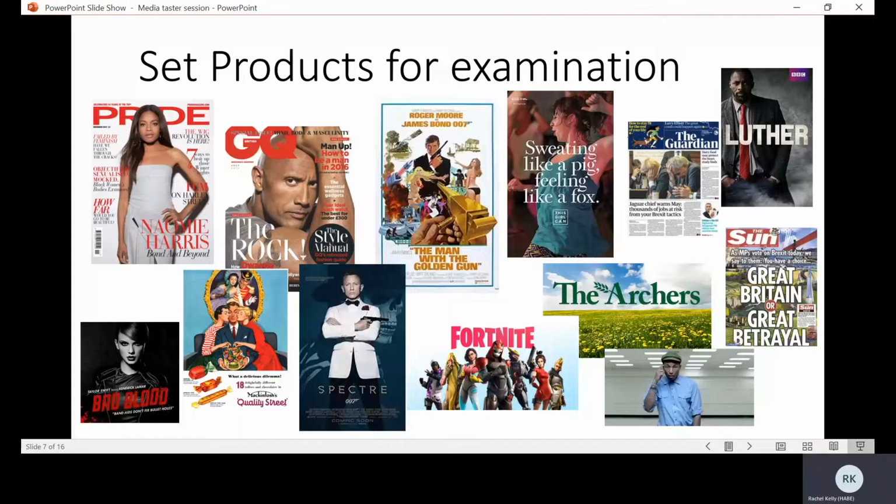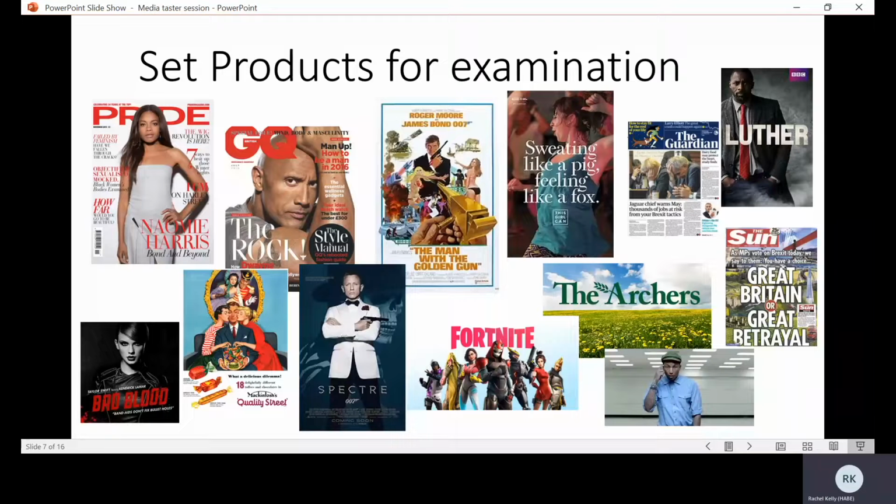We look at advertising, and we've got an advert there for This Girl Can and an advert for Quality Street. The Quality Street advert was made in the 1950s, and so we look at context there. We look at newspapers, specifically those two newspapers, The Guardian and The Sun. We look at Fortnite as the computer game.